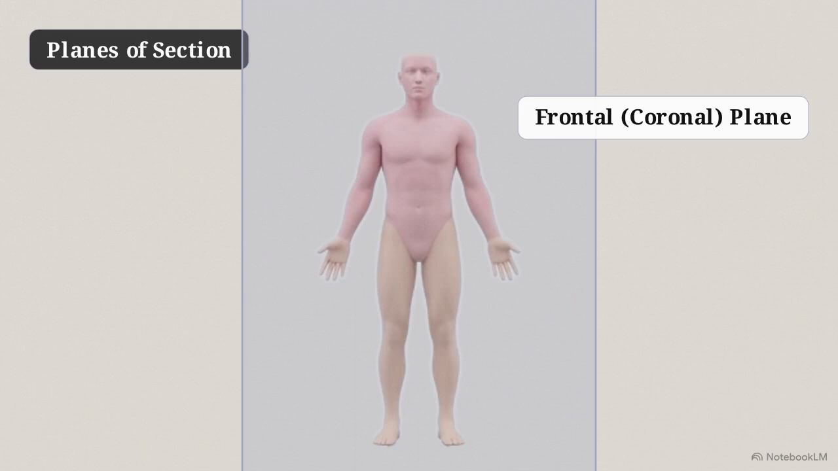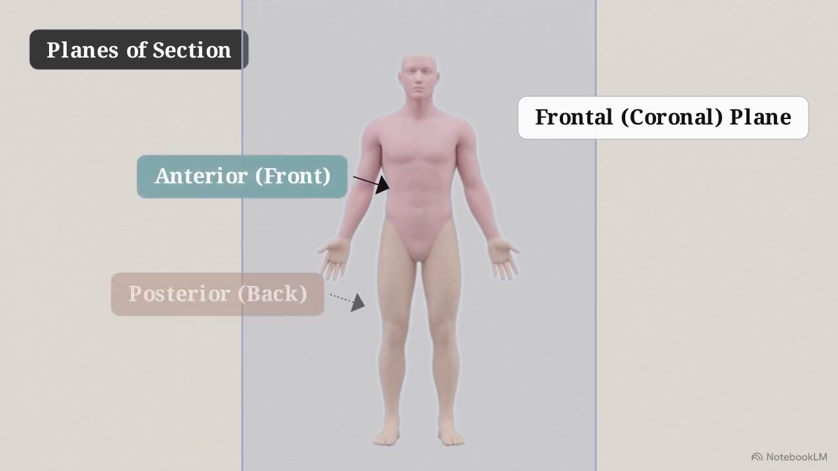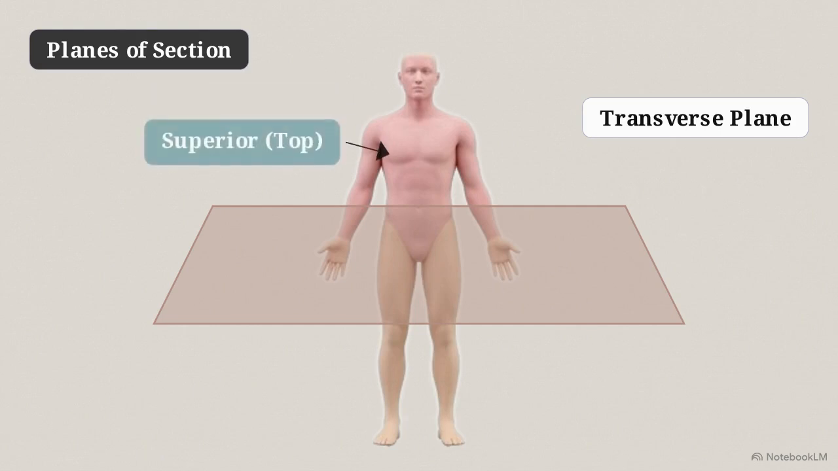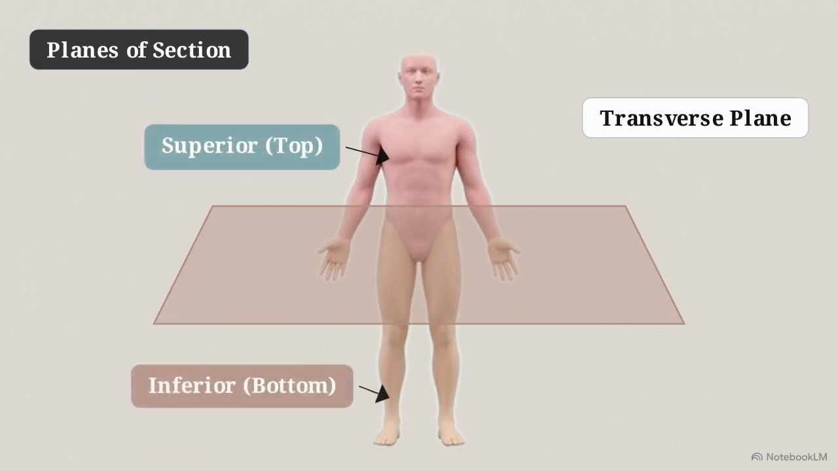Rotating the slice 90 degrees gives us the frontal or coronal plane. This divides the body entirely into anterior or front and posterior or back sections. The transverse plane creates a true cross-section. It cuts perpendicular to the longitudinal axis, cleanly separating the superior from the inferior.